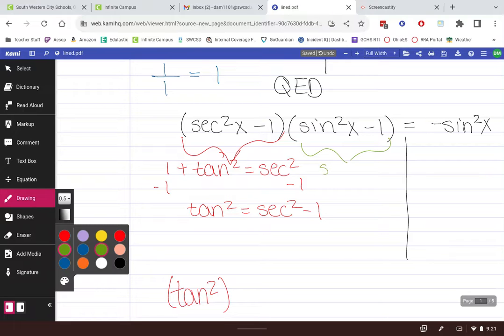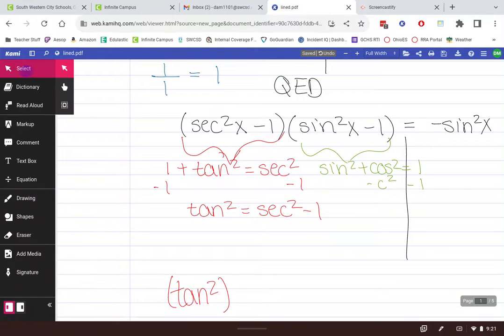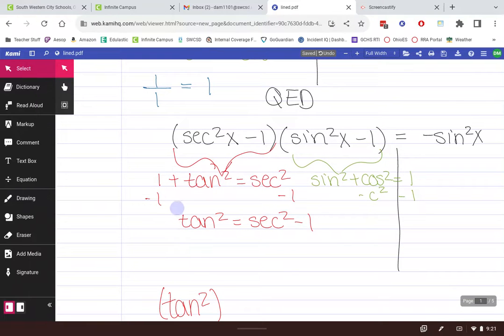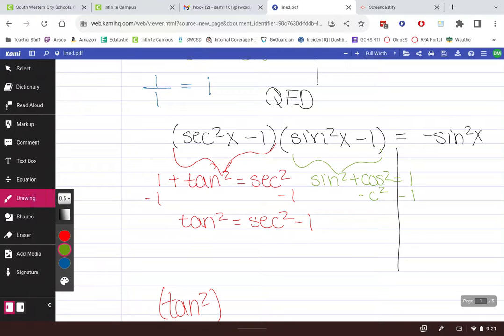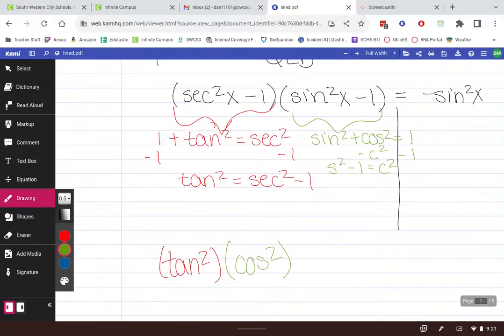Then if I look at this one right here, again, sine squared plus cosine squared equals 1. So if I swap my cosine squared and my 1, I am left with, hang on, I got to move some of this. It won't let me select all of it. Anyway, I've got sine squared minus 1 equals cosine squared. Sorry, I ran out of room. So if sine squared minus 1 equals cosine squared, that set of parentheses just becomes cosine squared.